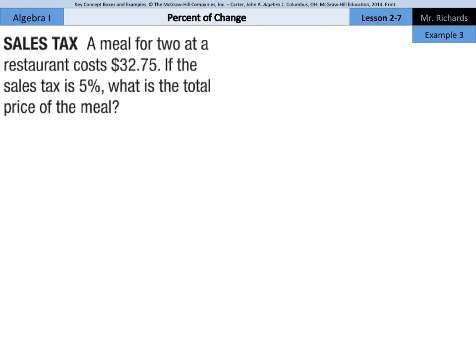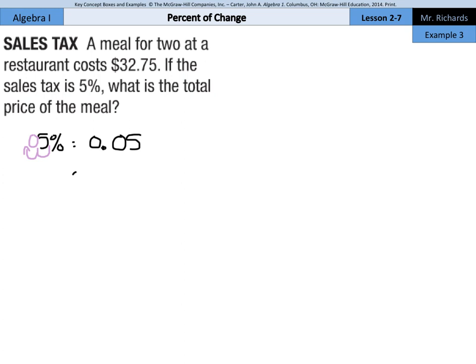A meal for two at a restaurant costs $32.75. If the sales tax is 5%, what is the total price of the meal? I'd like to show you two different ways of solving this. The first involves finding the tax and then adding the tax. Well, 5% as a decimal is 0.05. Remember, percent to decimal, you have to move the decimal point over twice, and it doesn't matter which level of math you're in. 5% is 0.05, and that's still one of the most common mistakes I see.